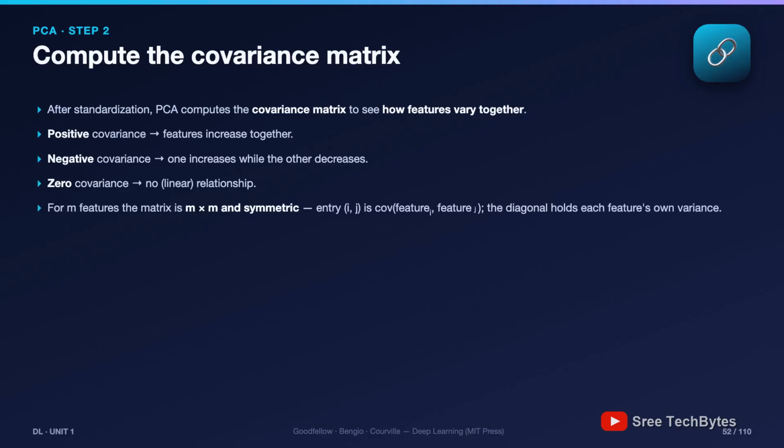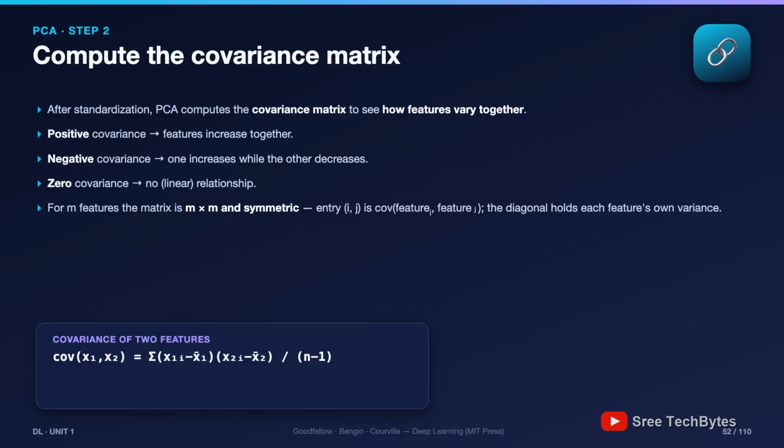Two structural facts to notice. The diagonal holds each feature's own variance, covariance with itself. And the matrix is symmetric: covariance of A with B equals covariance of B with A. Remember our zoo. Symmetric matrices are the well-behaved ones, always diagonalizable, with orthogonal eigenvectors. That's precisely what step 3 is counting on.